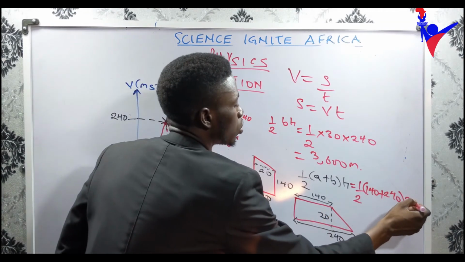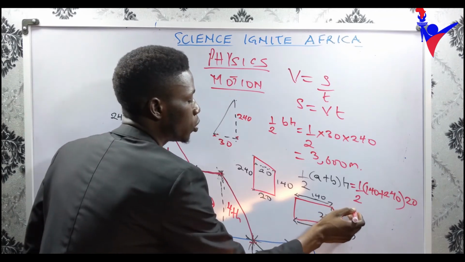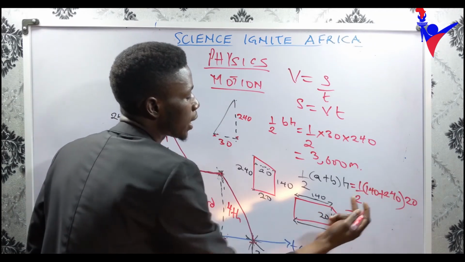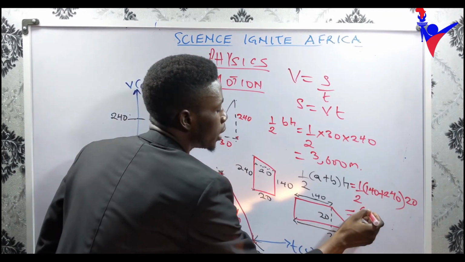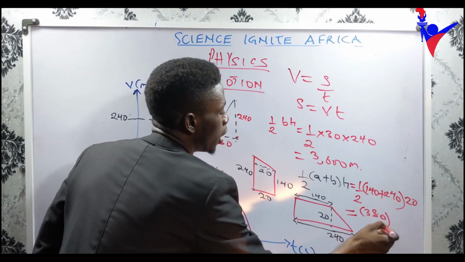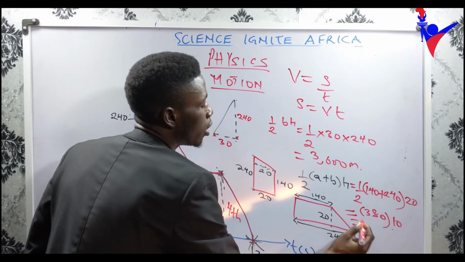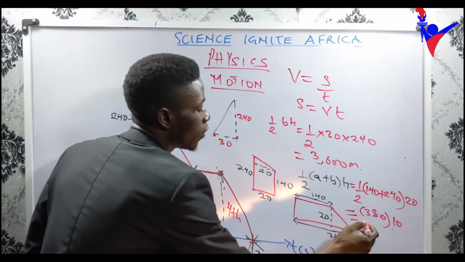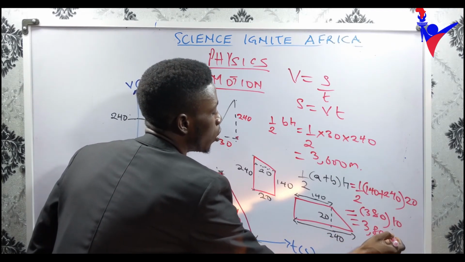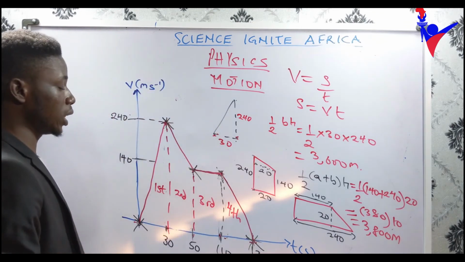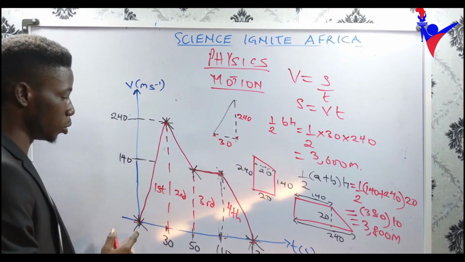The height is 20. So if we do this very well, the one in the bracket will sum up to 380. And because 2 can go into 20 to give us 10, we have 380 multiplied by 10, so we have 3,800 meters. So we've gotten the distance covered in the second stage of the motion.